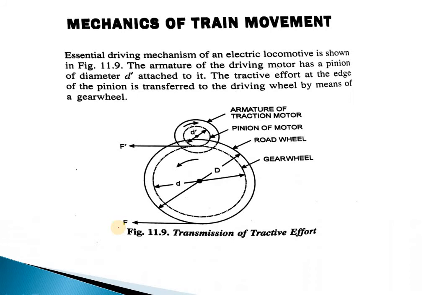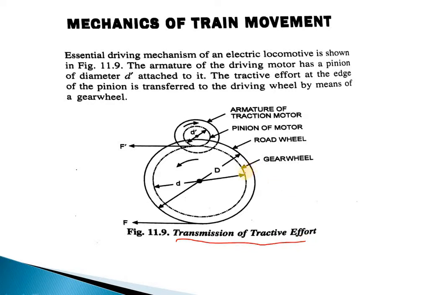So first we will start with mechanics of train movement. The essential driving mechanism of an electric locomotive is shown in this figure. The armature of the driving motor has a pinion of diameter d' attached to it. The tractive effort at the edge of the pinion is transferred to the driving wheel by means of a gear wheel. So see here, this is the transmission of tractive effort.